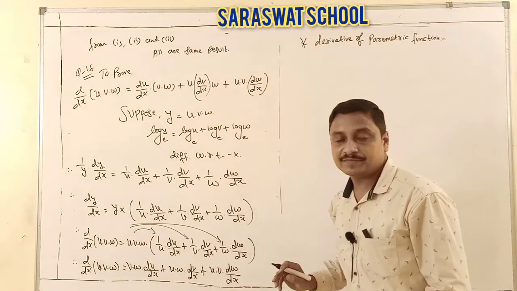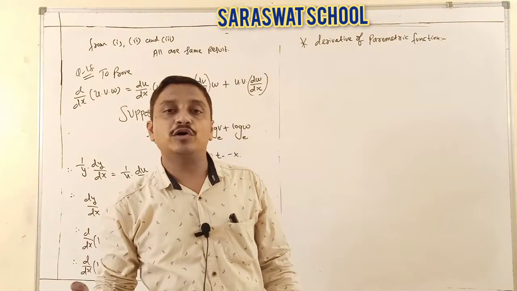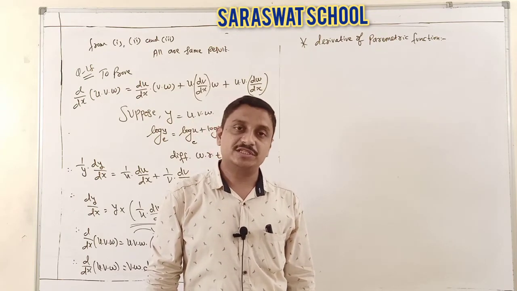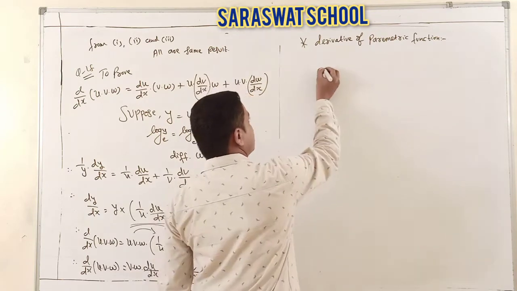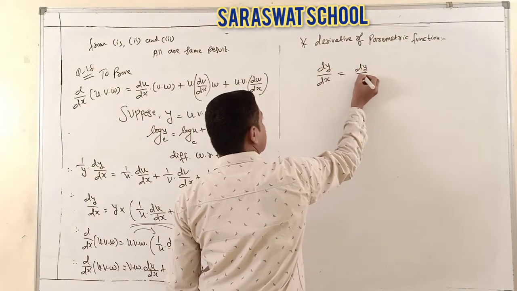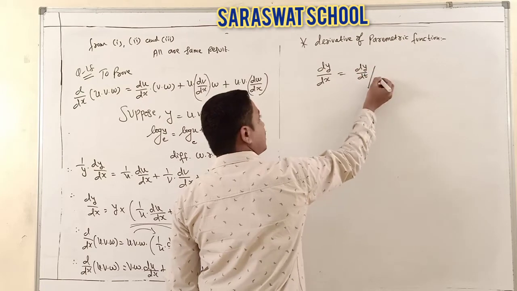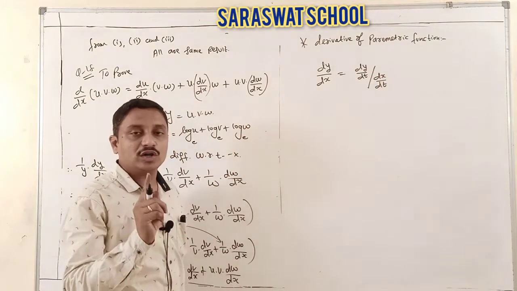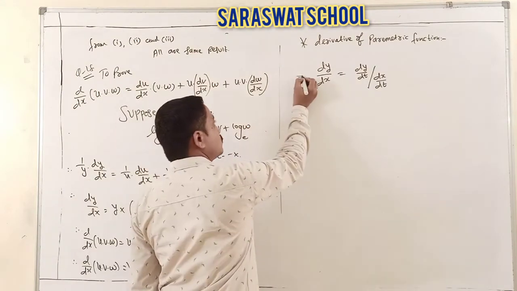Parametric functions are one of the parts of implicit functions. Yes students, it's very easy. Sometimes dy by dx is found with respect to time, so you just write dy by dt upon dx by dt. Here t is one of the parametric values.